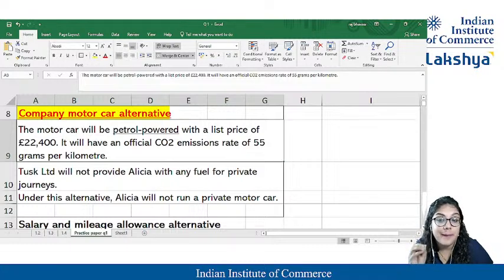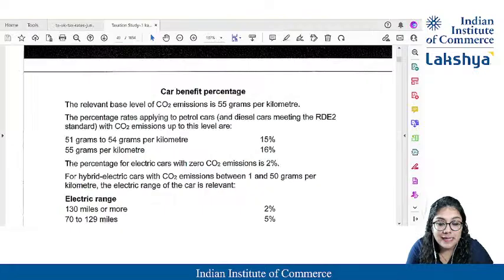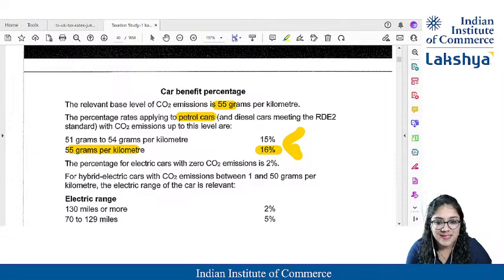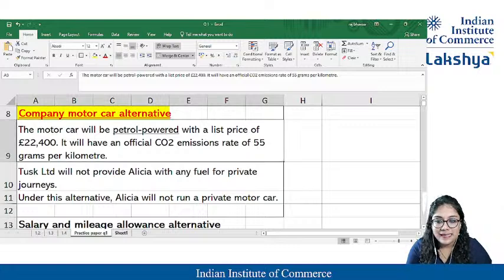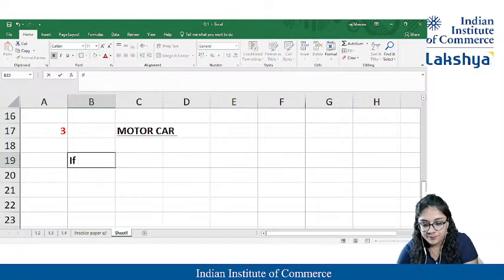So here it's 55 grams per kilometer. That means if I show you the car benefits, can you check over here the car benefits? If the relevant base of CO2 emission is 55 grams per kilometer and it is a petrol car, or something like diesel, we are supposed to calculate which percentage, guys? For 55 grams, we are supposed to calculate 16%. 16% of what? The cost. Yeah, cool. Let's do that question. So how will I write again for the motor cars? We know, if it is a petrol car, the benefits we are getting.